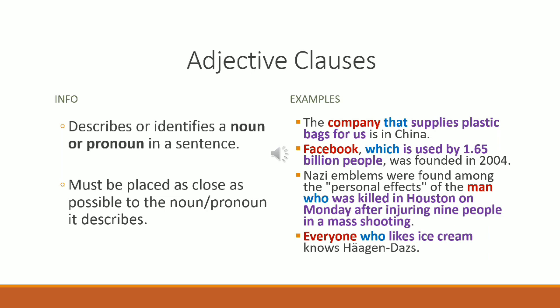Example: the company that supplies plastic bags for us is in China. Facebook, which is used by 1.65 billion people, was founded in 2004. Nazi emblems were found among the personal effects of the man who was killed at Houston on Monday after injuring 9 people in a mass shooting. Everyone who likes ice cream knows Häagen-Dazs.